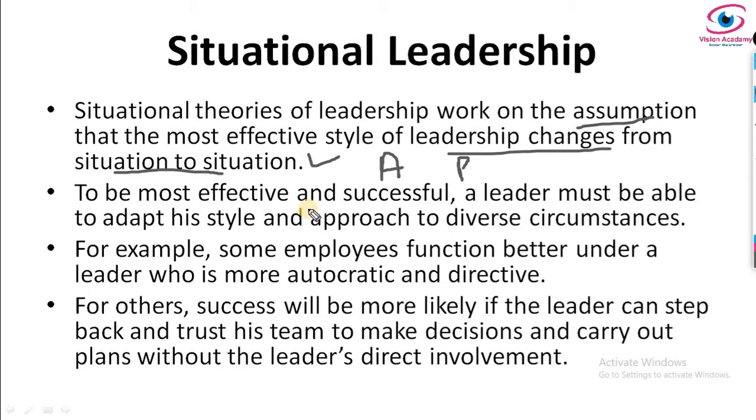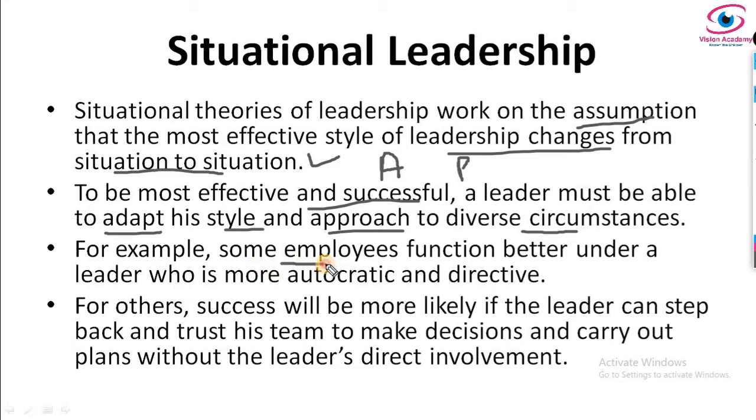Which means the leader, to be successful, must adapt his style and approach to diverse circumstances. According to dynamic circumstances, he has to observe and then act accordingly. Then only he will be a successful leader.